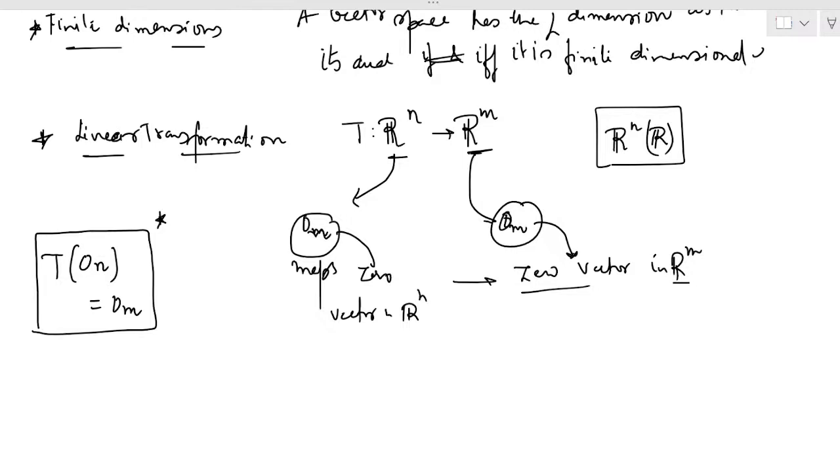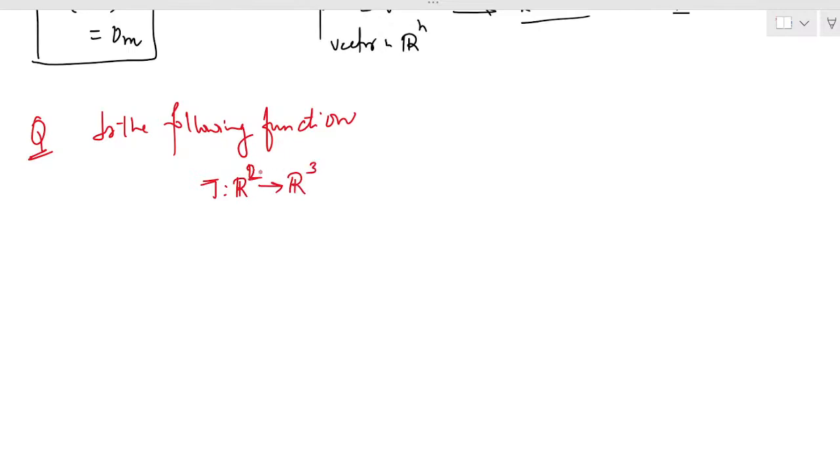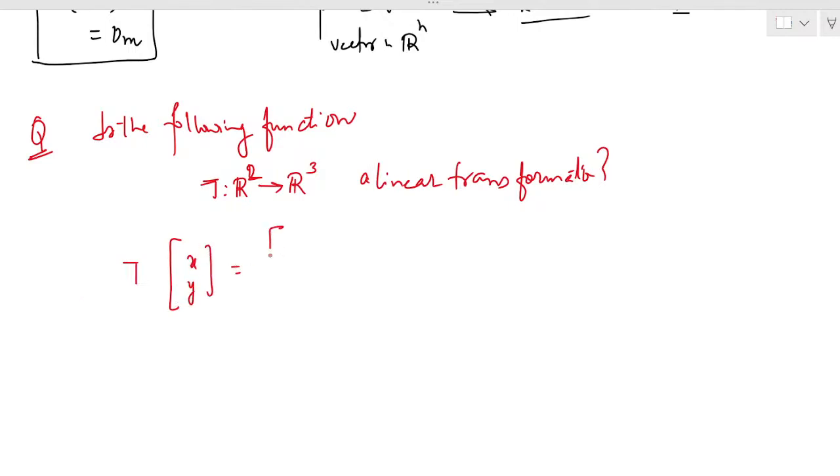Given this, try to think about this particular question. Is the following function from R square to R cube a linear transformation? See, T. Do you think this forms a linear transformation?